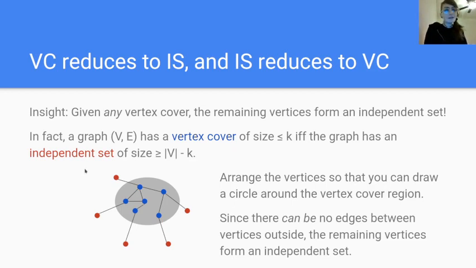And in fact, this is the reduction. A graph has a vertex cover of size less than or equal to k if and only if the graph has an independent set of size number of vertices minus k. So there's norm V vertices total, and there's k inside, so there must be norm V minus k vertices on the outside.